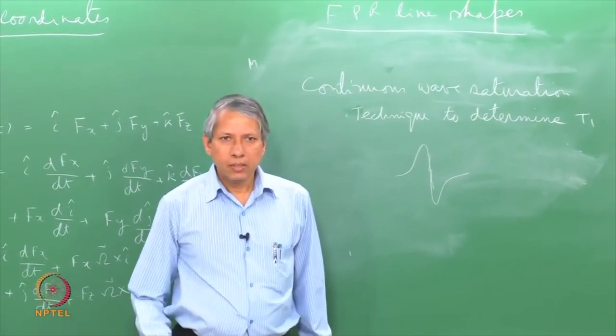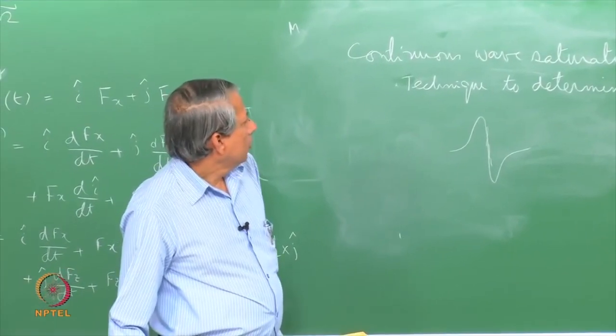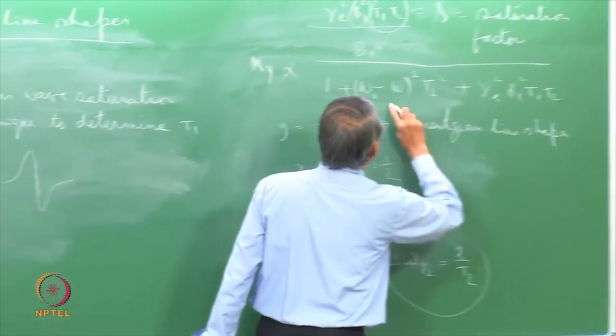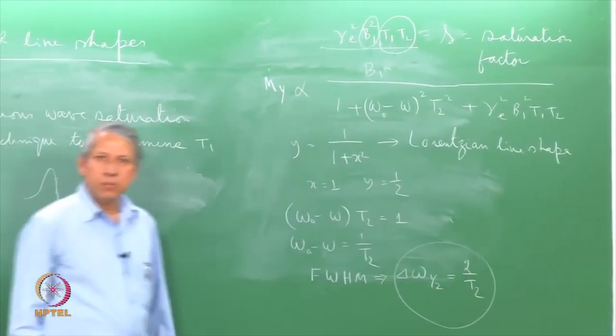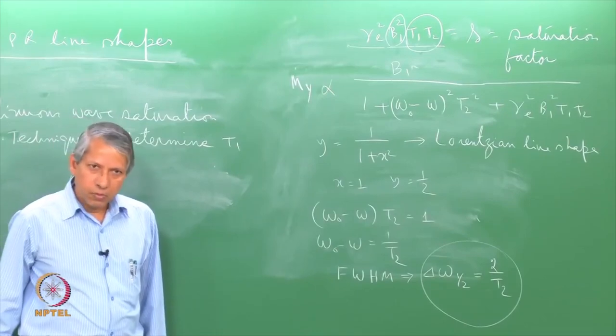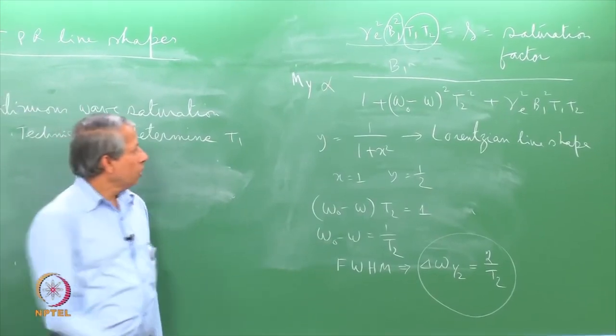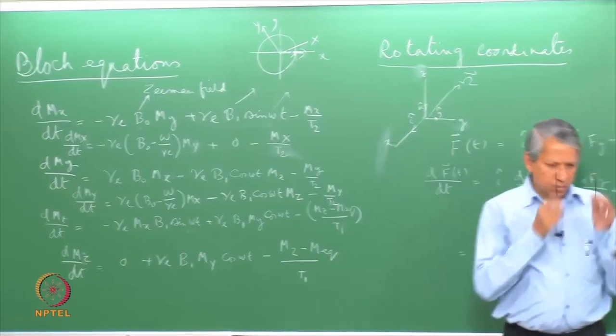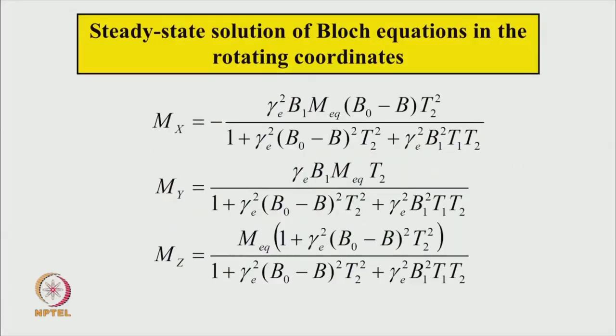Before concluding, a small note of importance: we do not do the experiment in terms of microwave frequency. We do the experiment at fixed microwave frequency, but vary the magnetic field. So, we modify this Bloch equation, which is here in terms of frequency, to vary the magnetic field. That is shown here: the steady state solution of the Bloch equation in the rotating coordinate system in terms of variable magnetic field. It looks quite equivalent, of course.